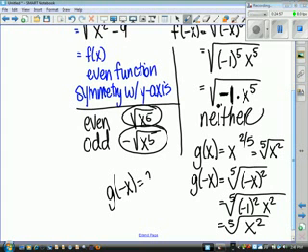So since g of negative x is equal to the original function, that means it's even. And so that means if you graph that, you get symmetry with the y-axis. All right, so that is how you do 53 through 56.